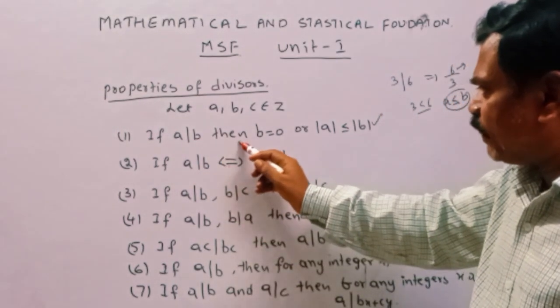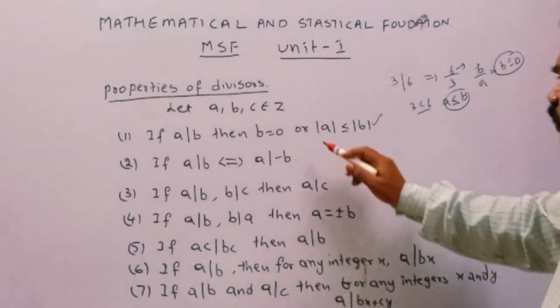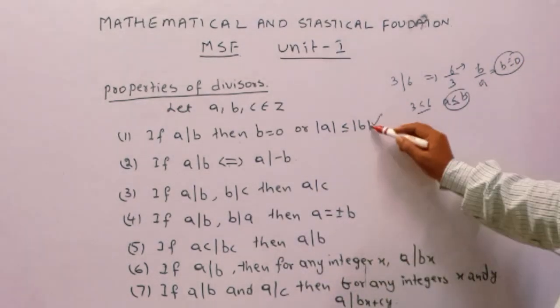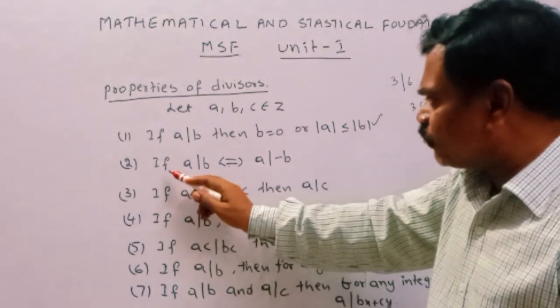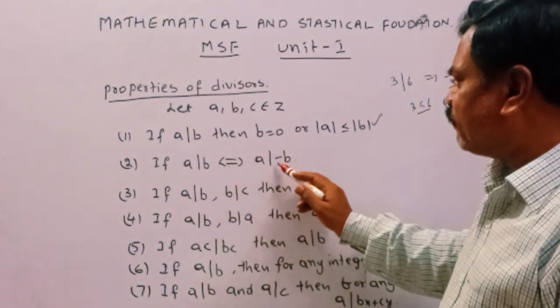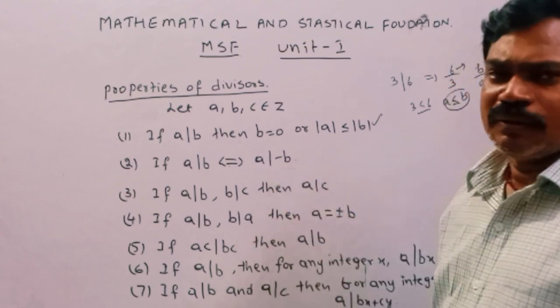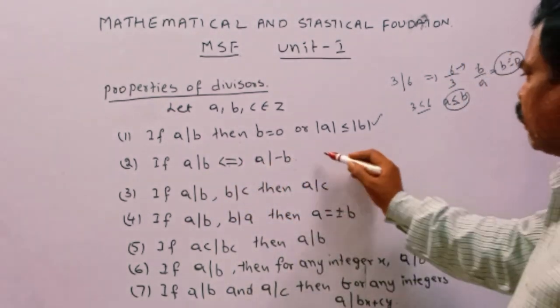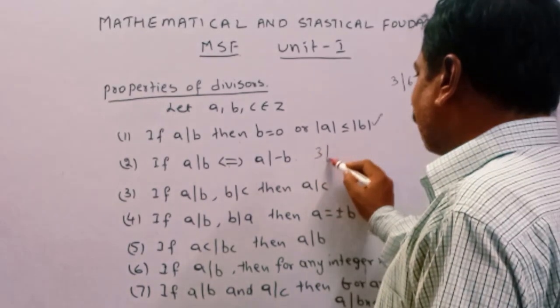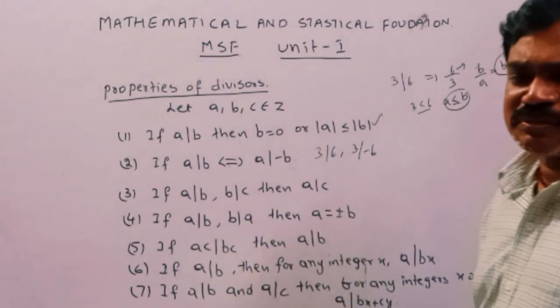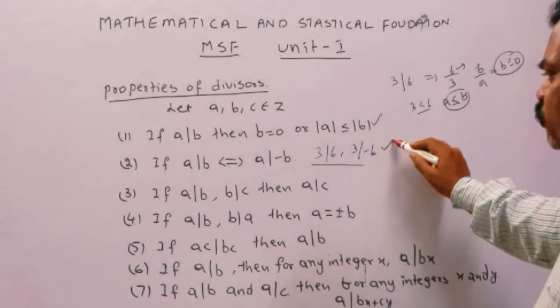If a is less than b, then b is equal to 0 or mod a is less than or equal to mod b. Property 1. Property 2: if a divides b, then a divides minus b. So 3 divides 6, and 3 also divides minus 6. It is true.